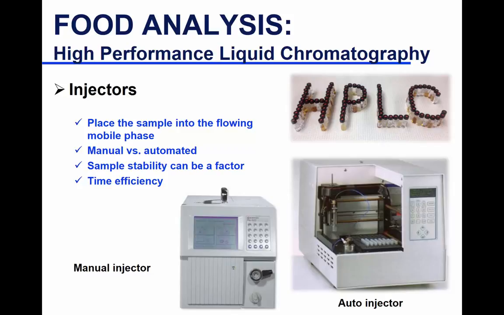Sample stability is a factor when you have an auto-injector. If you are analyzing phytochemicals or antioxidants, they might degrade over time, and they are temperature and light sensitive. So oftentimes you have a cooler attached to your sample injector or auto-injector. This cooler keeps your samples cool and prevents them from degrading overnight. And obviously you get efficiency: you don't have to be there and worry about injecting a sample every run.